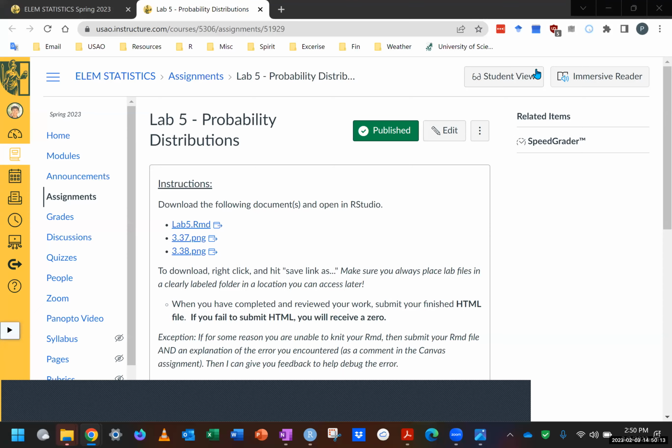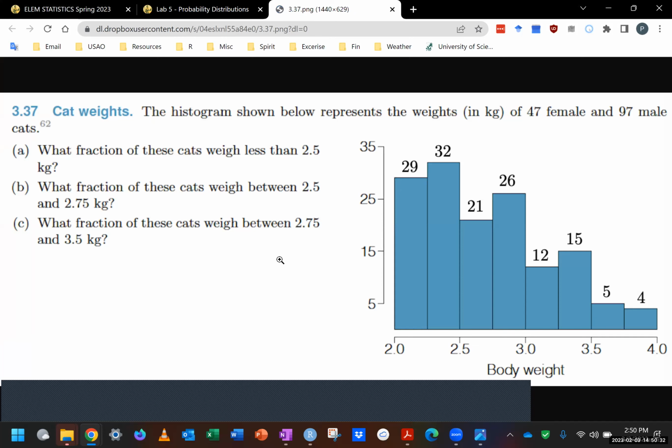All right, so here's our walkthrough for Lab 5, which develops our understanding of probability distributions and gets us comfortable with working with them so that we can use them more later on. For this lab, you're going to want to download these two PNG files. They're images from the textbook that I'm using because they're good problems to work on.